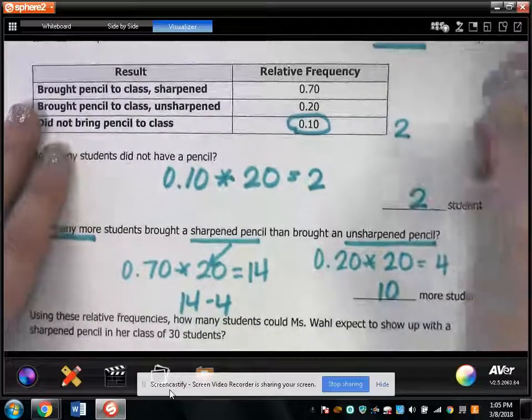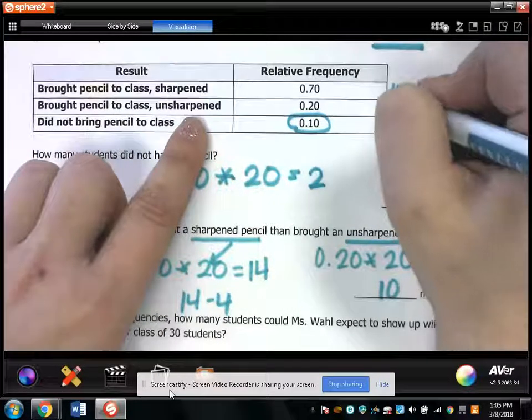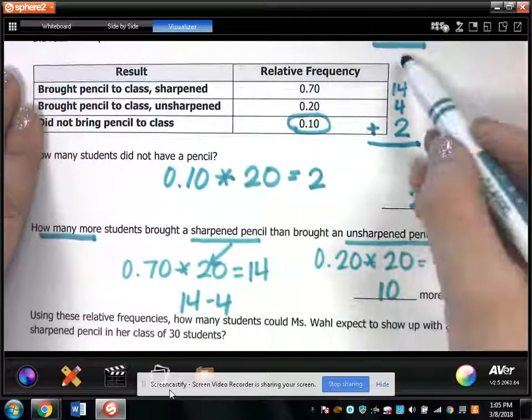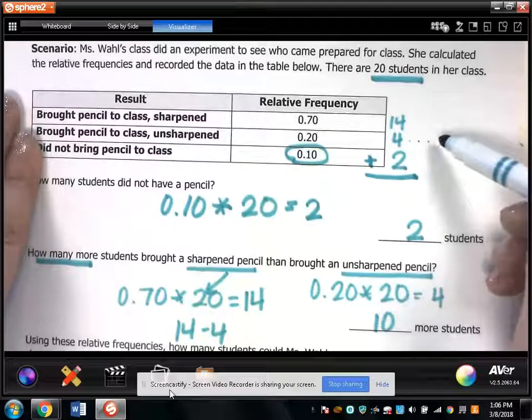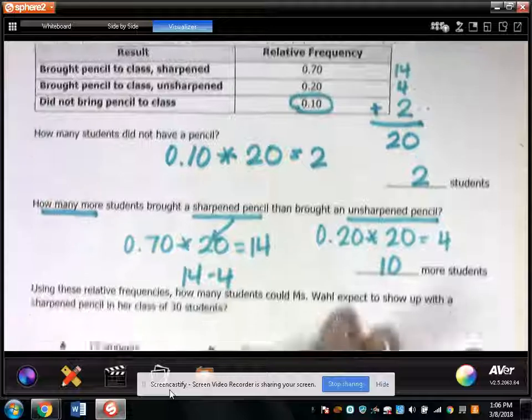And if you look, if 14 students brought a sharpened pencil and 4 students brought an unsharpened pencil, if I add these all together with the 2 who brought none, I should get all 20 students. So let's see, 14, 15, 16, 17, 18, 19, 20. Yep, I get all 20 students.